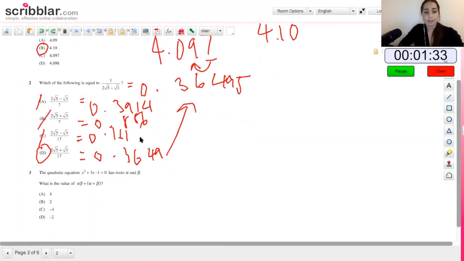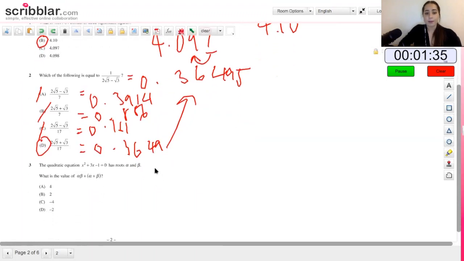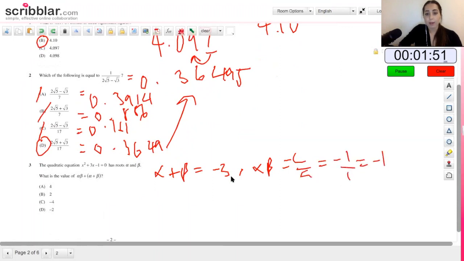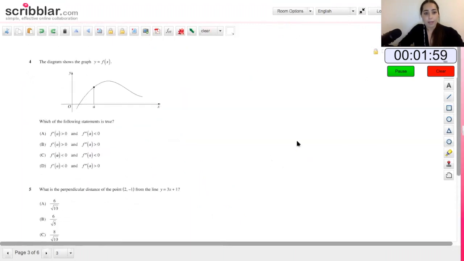Next question, it says the quadratic equation x squared plus 3x minus 1 equals 0 has roots alpha, beta. Find the value of alpha beta plus alpha plus beta. So you know that alpha plus beta is negative b on a, so it's negative 3, and alpha beta is c on a, and C is negative 1, A is 1, negative 1. You just want to add these two together because that's what this states. Negative 3 minus 1 is negative 4. Answer C. Alrighty, next question.